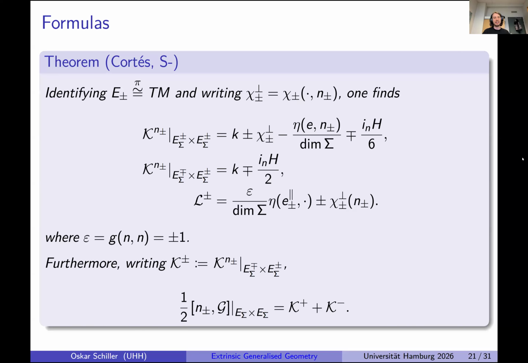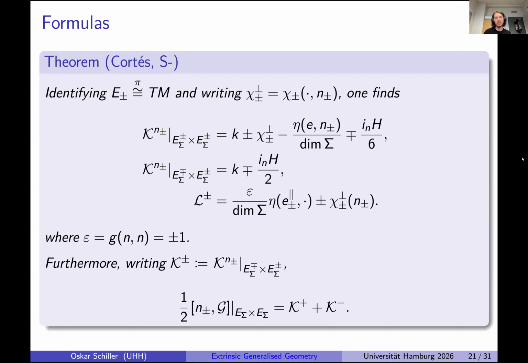Okay. And with this, I can give you the formulas for the generalized second fundamental forms. To give you the formulas, we use this identification of these plus minus one eigenbundles with the tangent bundle. This is just used to make the formulas more legible, because then we can describe the objects living on the exact Courant algebroid just via normal tensors living on the hypersurface. And then we obtain these formulas.